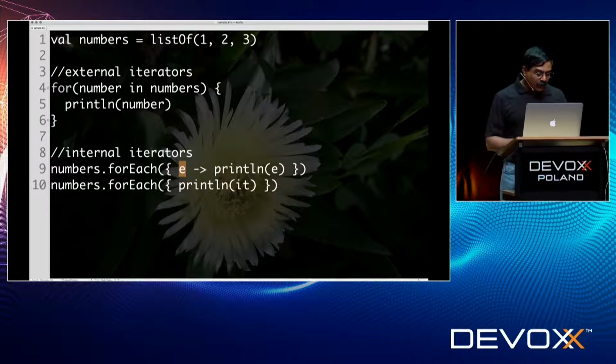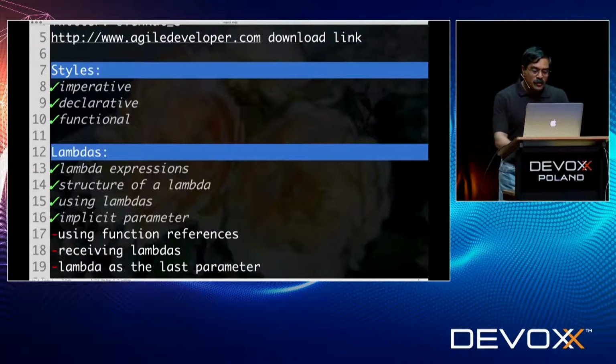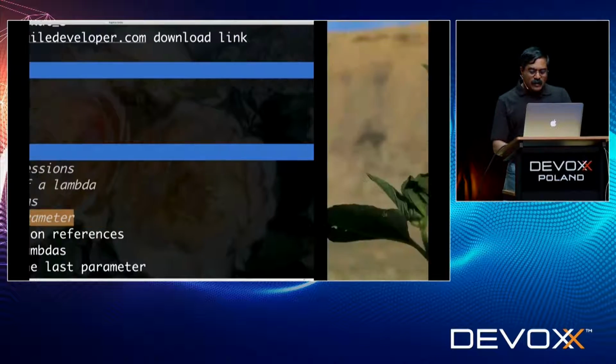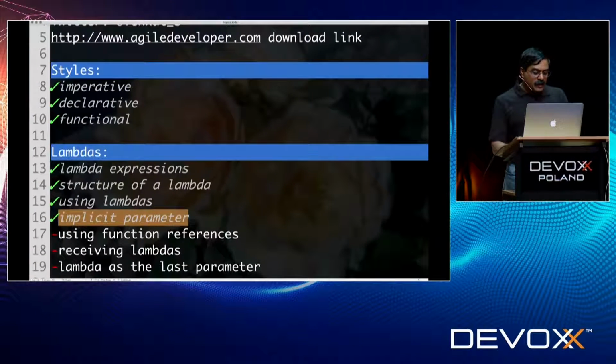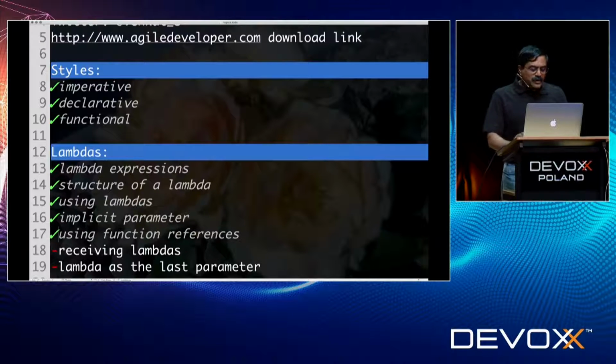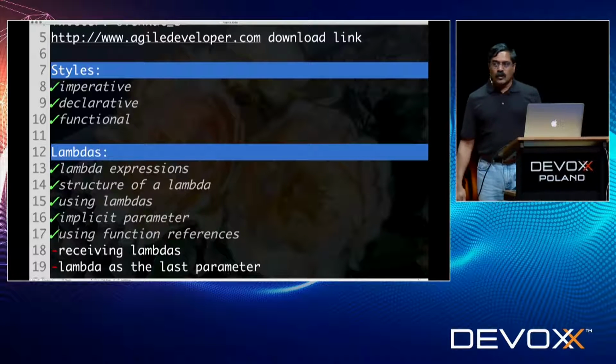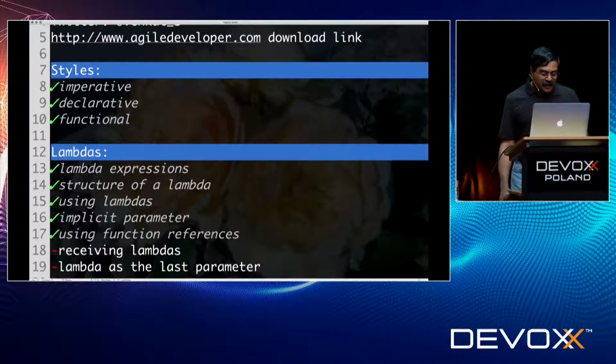So decide on a fairly good name so it becomes easy for the programmer to read it. That's an example of using an implicit parameter in that particular case. But if a function is fairly simple, you can use what is called a function reference.